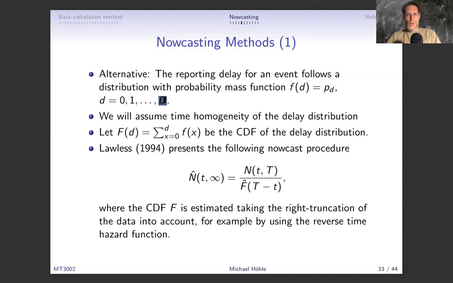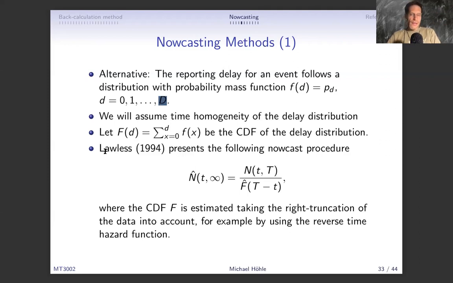An important assumption is that there is time homogeneity of the delay distribution, so it won't change over the course of, for example, the epidemic. We denote with capital F the cumulative distribution function of this probability mass function. So if we want, for example, the value for 3, we sum up the probability that the delay is 3 or below, by summing up the probabilities for 0, 1, 2, 3. That's what this formula says.